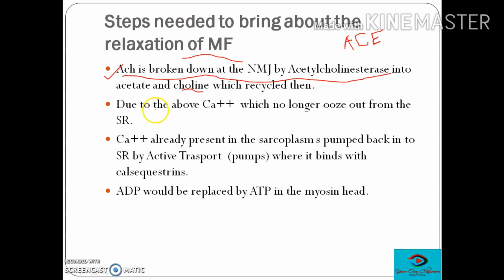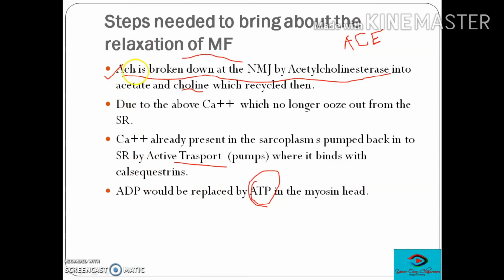And now what do we have to do? Second, we know that there is a large amount of calcium present inside the sarcoplasm, so we need to pump that calcium back into the sarcoplasmic reticulum. Why pump? Because the sarcoplasmic reticulum already has plenty of calcium in it, so we have to push the calcium against the concentration gradient. So it is an active process. Then the third and major step is to replace the ADP by ATP. You have already studied this in the last lecture.